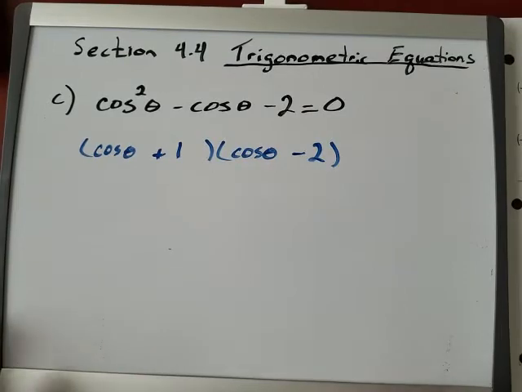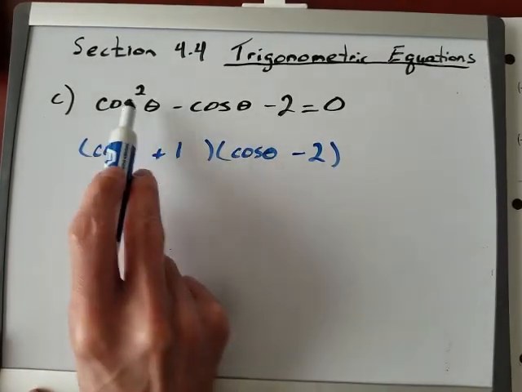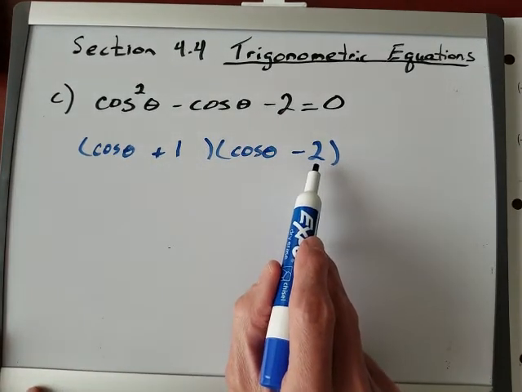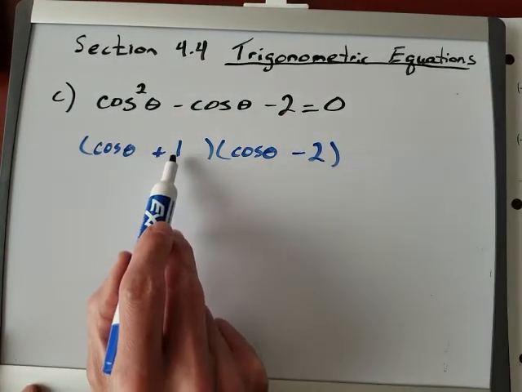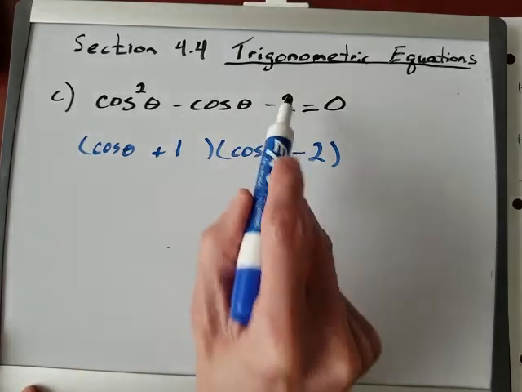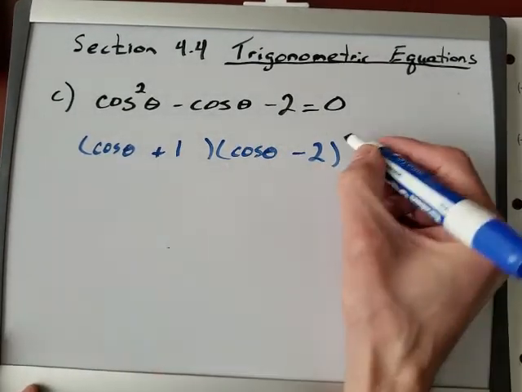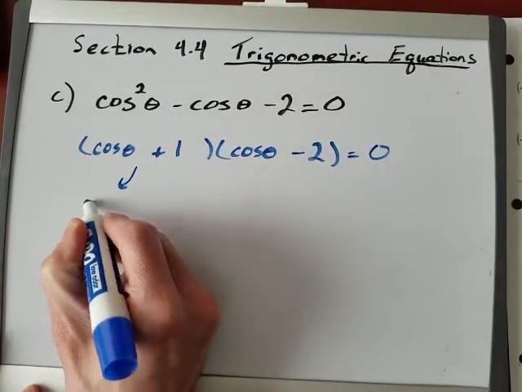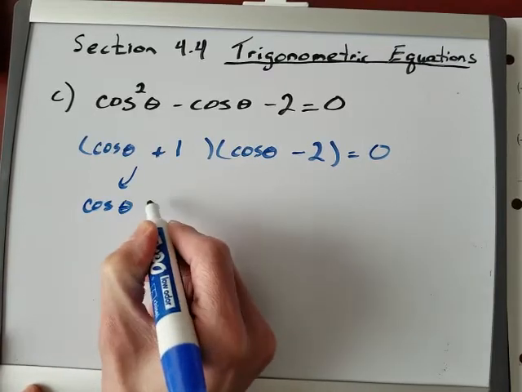And now let's fully FOIL. First times first is cosine squared. The outer is minus 2 cosines. The inner is plus 1 cosine for a grand total of minus 1 cosine. And last times last is negative 2. It has worked. We have this equal to 0, just like we did in pre-calculus 20. And we swoopy swoop. I'm going to finish this side totally first.